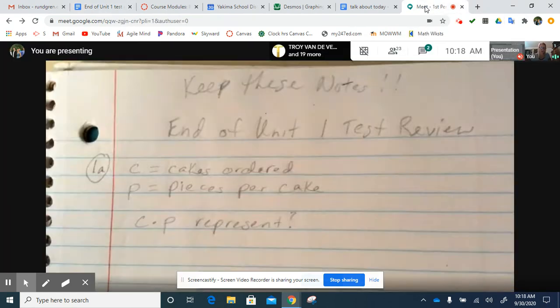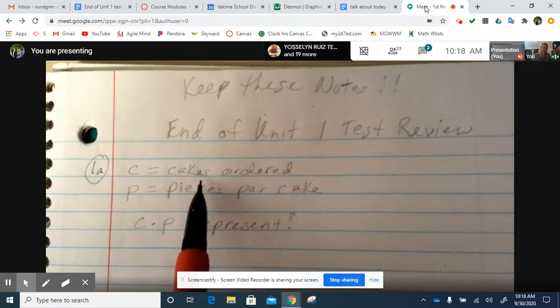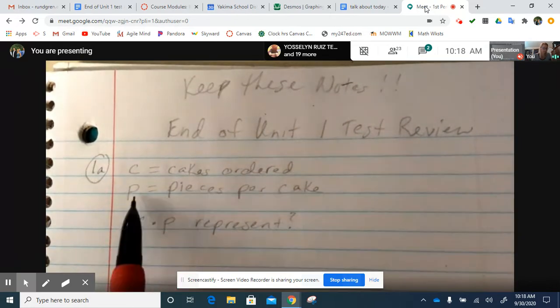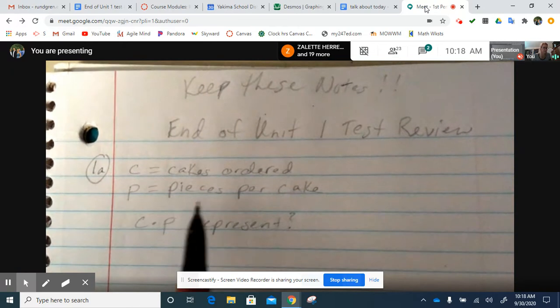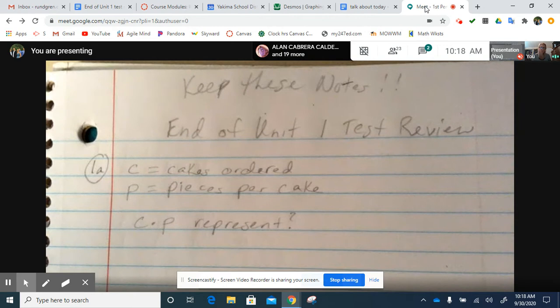So if we have C is the cakes ordered and P is the pieces per cake, what happens when we multiply those together? What does that represent? Does anybody know? Very good. Yeah. The key word there is going to be total. Yeah, the total pieces of cake that we ordered.